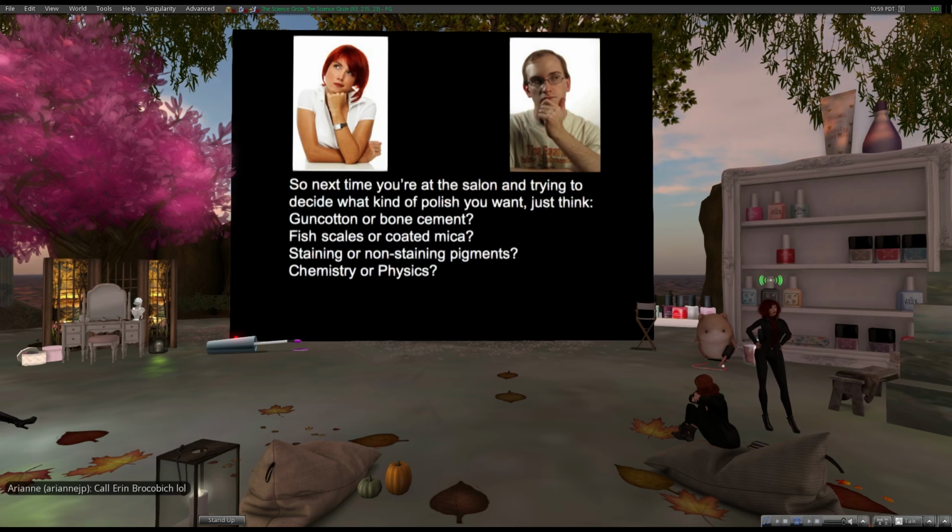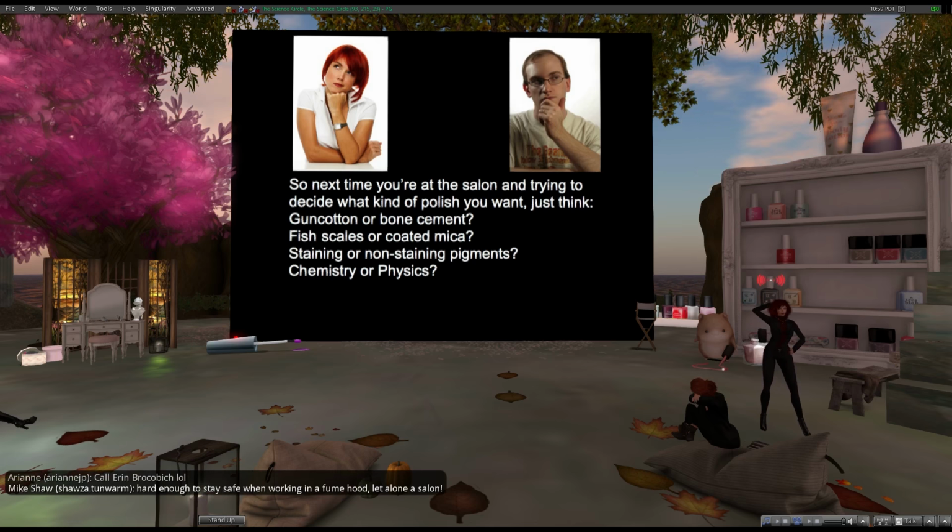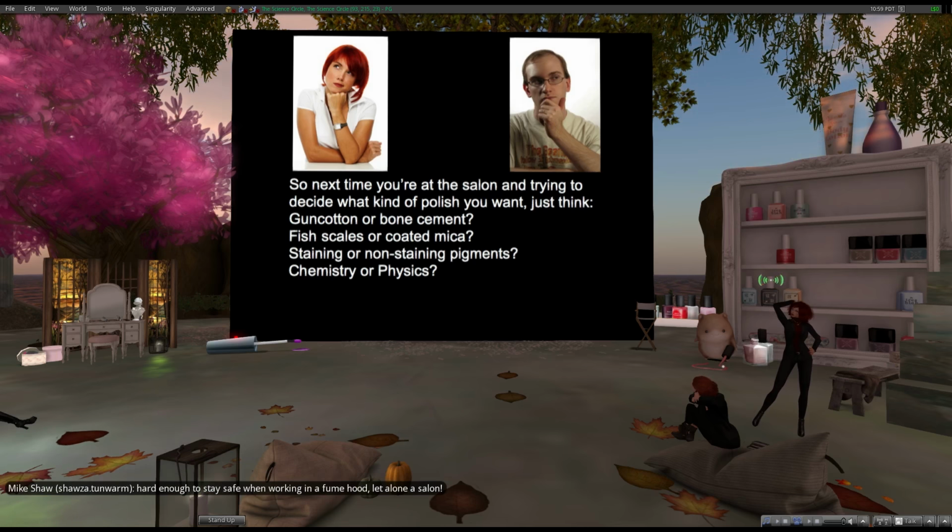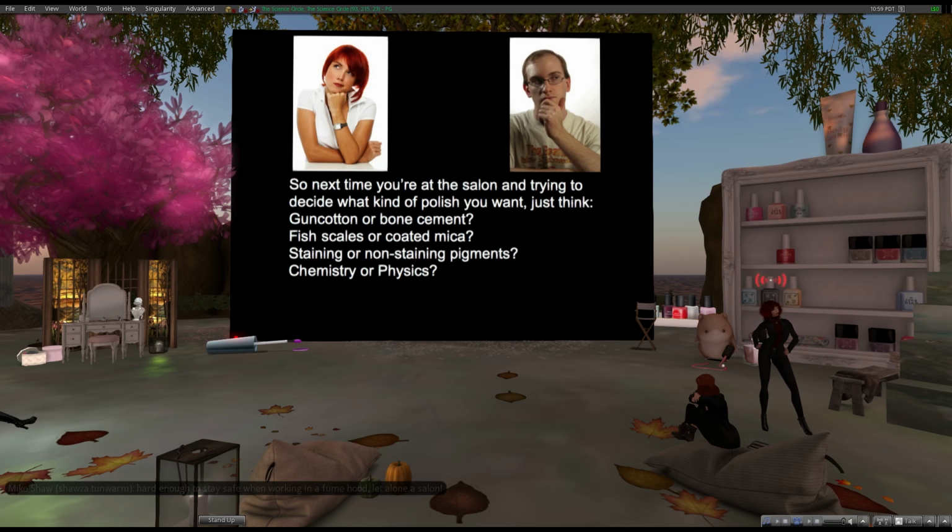And this is the last slide, just in time. So next time you're at the salon and trying to decide what kind of nail polish you want, just think gun cotton or bone cement. Your dentist uses probably ultraviolet cured polymers, which are the origin of the ultraviolet cured polymers in nail polish, actually. Do you want fish scales or coated mica for the effect? Do you want staining or non-staining pigments? And do you want to emphasize chemistry or physics?